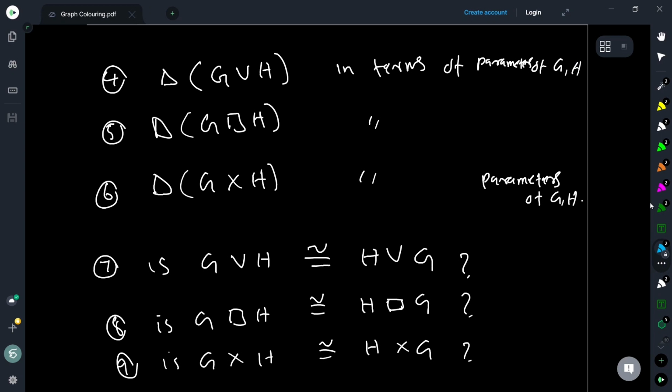Then some few other questions to think about: what can you say about the maximum degree of the join or the Cartesian product or the direct product in terms of some parameters of G and H? And again, as I mentioned, you can try to prove it. The join of G and H, is it isomorphic to the join of H and G? Similarly, the Cartesian product and direct product, are they symmetric? Okay, some questions.